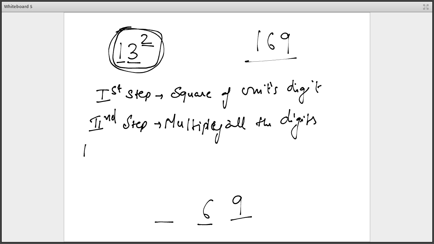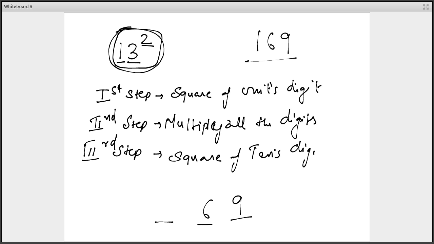Next, the third step is the square of the first digit, or you can say the square of the tens digit. 1 square is 1. You got the answer. It's 169.